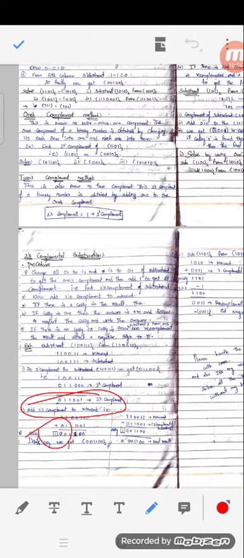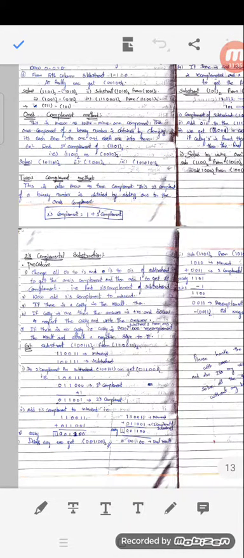Then if the carry is 1, what do we have to do? Just neglect the carry and write the answer. If the carry is 0, that is, no carry is there, we have to subtract 1 from our answer, then recomplement the result and attach a negative sign.